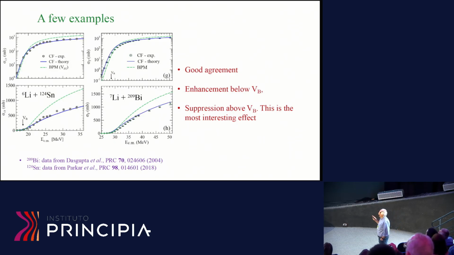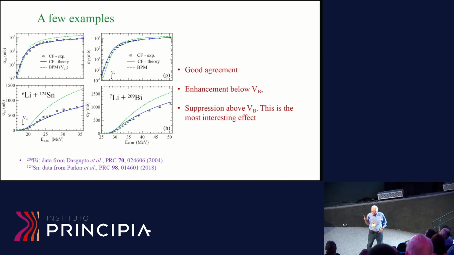What one can observe in these figures is that the green dashed line represents the result of a calculation with the São Paulo potential between the target and the projectile. And we see that the effect of the low breakup threshold of the projectile, resulting from the cluster structure with low binding energy, is to enhance the cross-section below the Coulomb barrier and to suppress it above the Coulomb barrier.